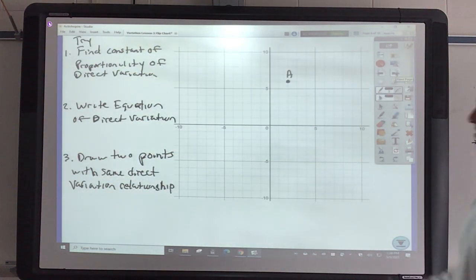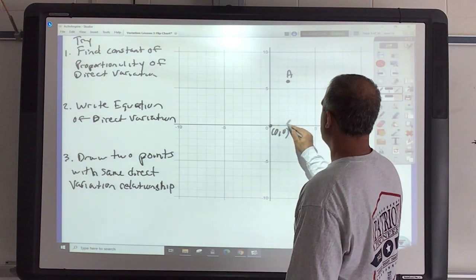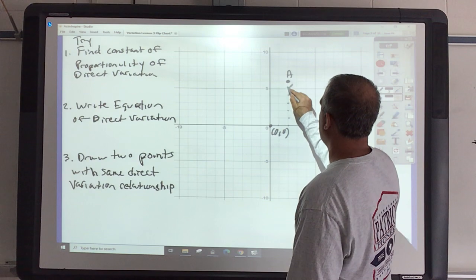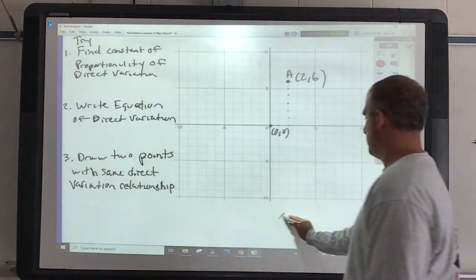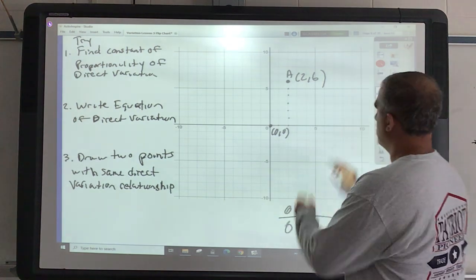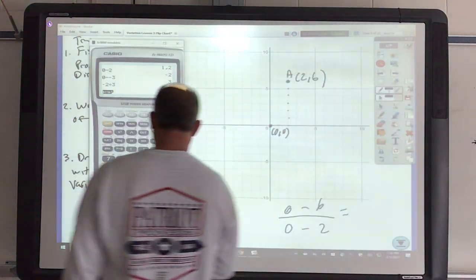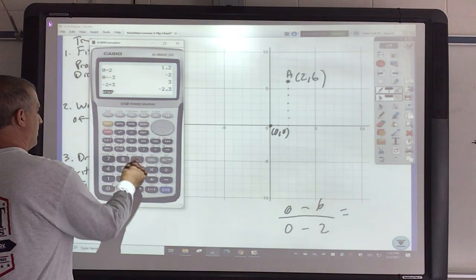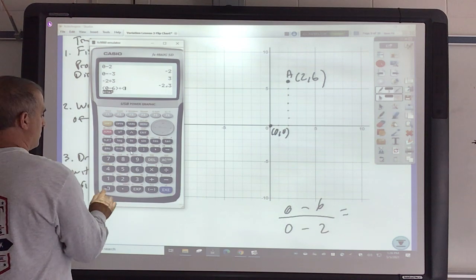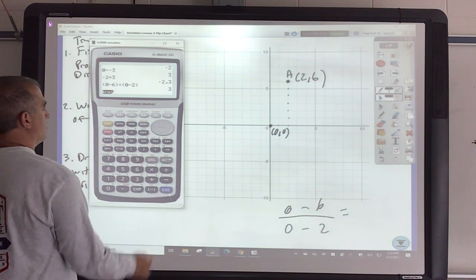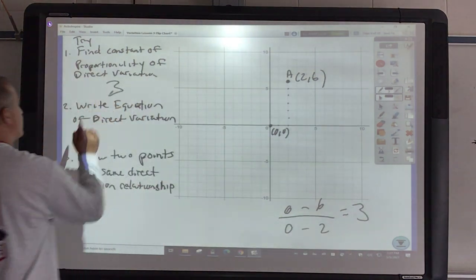All right, let's look at this one. That's 0, 0. This is 1, 2, 3, 4, 5, 6, 2, so 6 and 2. Okay, 0, 0, 6, and 2. All right, 0 minus 6. If you prefer, you could always use parentheses. This is going to be 3. Okay, so constant of proportionality would be 3.